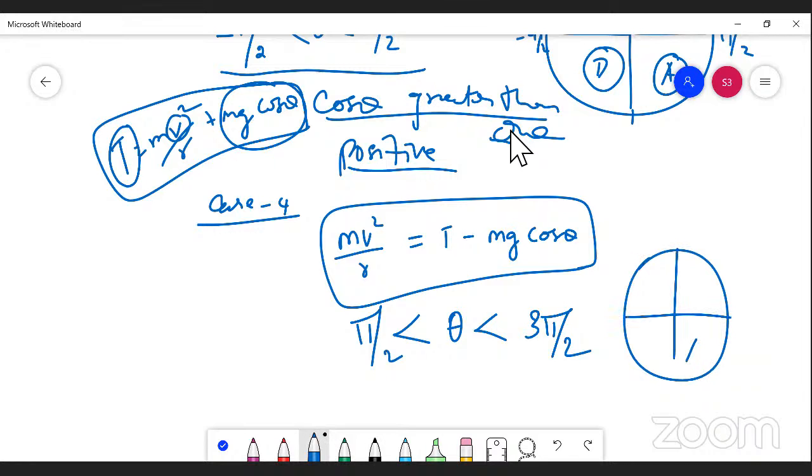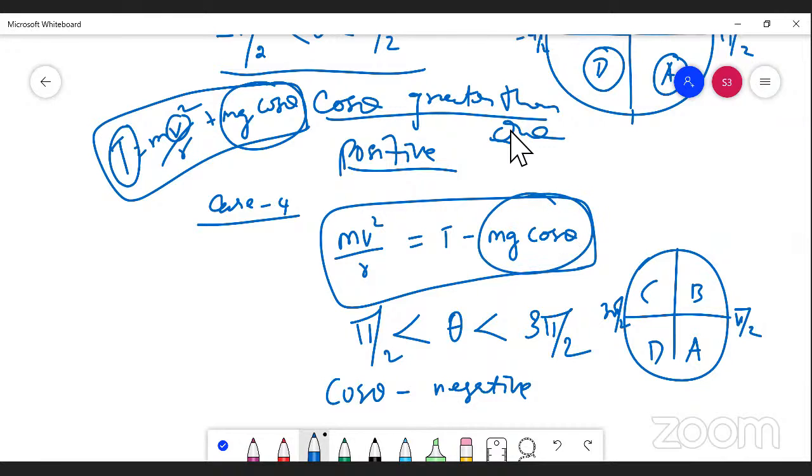the second coordinate and pi by 2 to 3 pi by 2, second and third coordinate. Cos theta value is negative. If cos theta value is negative, listen to me, in the term mg cos theta, mv square divided by r is equal to T minus mg cos theta. If cos theta is negative, here also negative, so the total value is included. mv square is equal to T minus mg cos theta; if the mg cos theta value is negative, the value is added and positive. So here velocity vanishes.